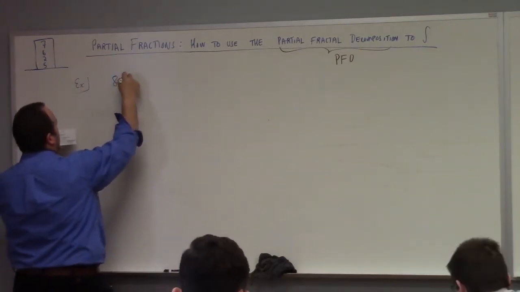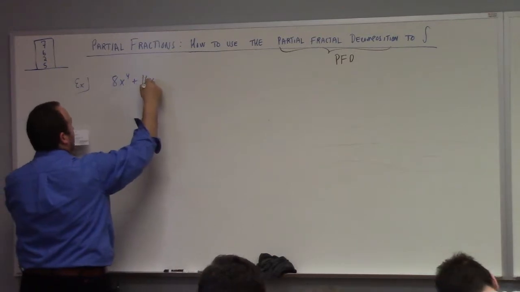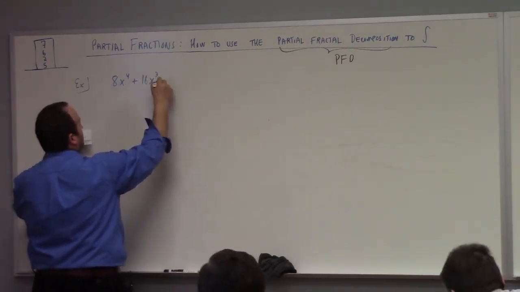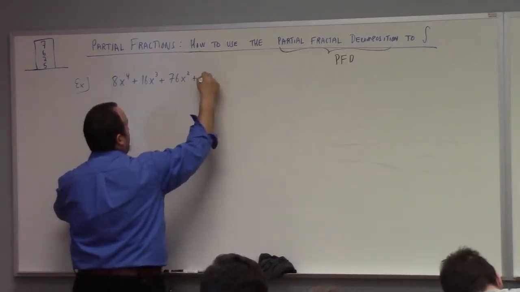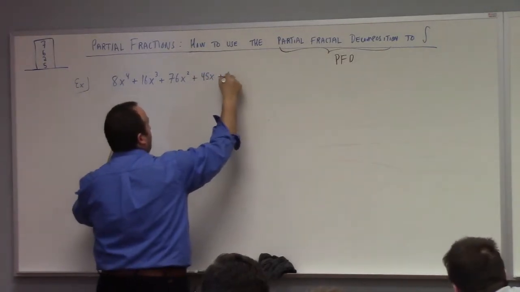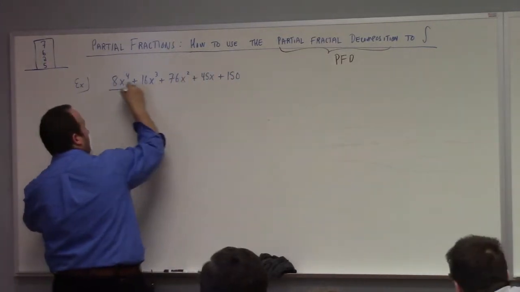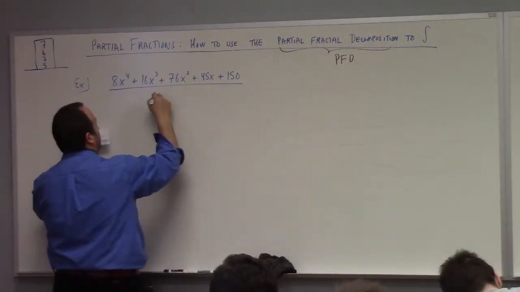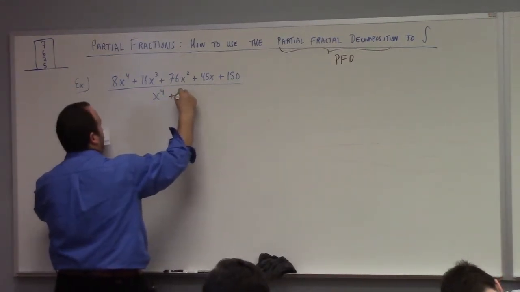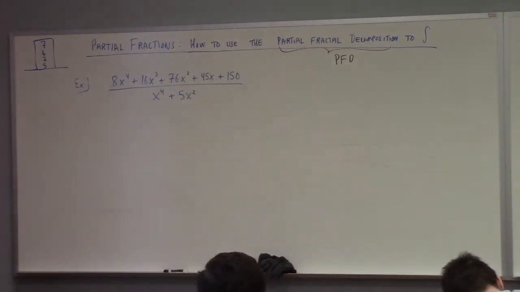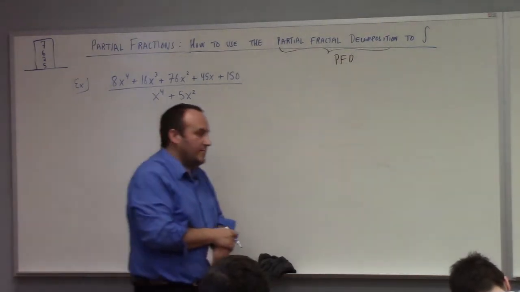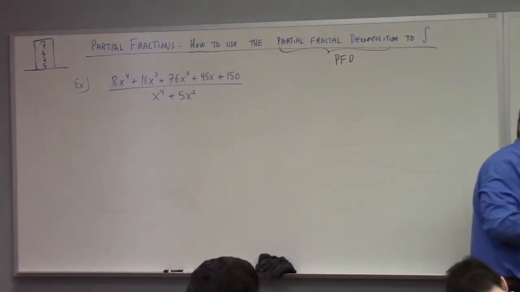Eight x to the 4th plus 16 x cubed plus 76 x squared plus 45x plus 150 divided by x to the 4th plus 5x squared. All right? Integrate. So what would be the first thing we needed to do, what would the order of attack be here?